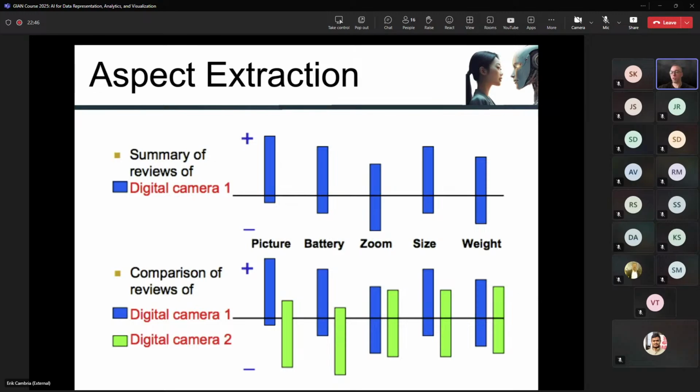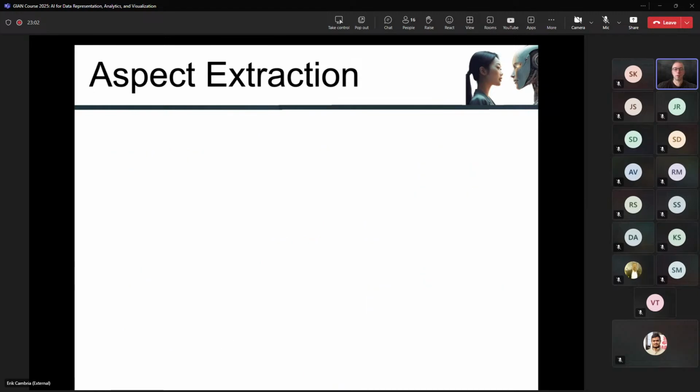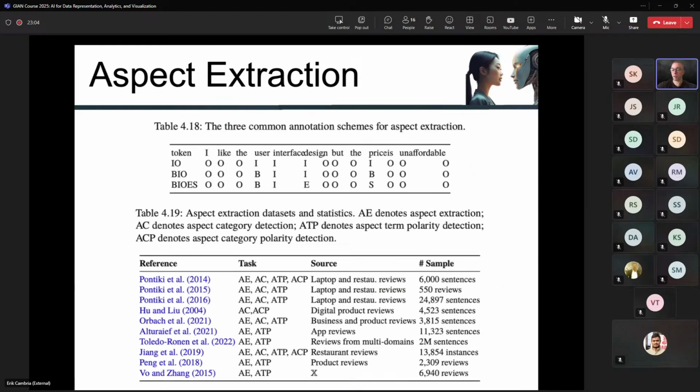And then again, we stress the importance of doing aspect extraction also for comparative evaluation. And this is extremely important for some businesses that are working with products and services that different people with different preferences use.